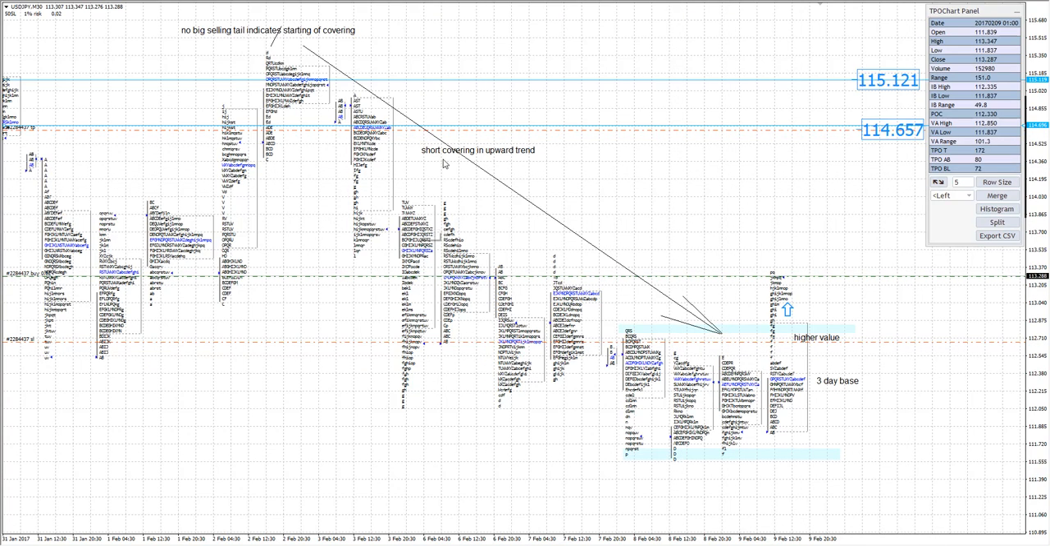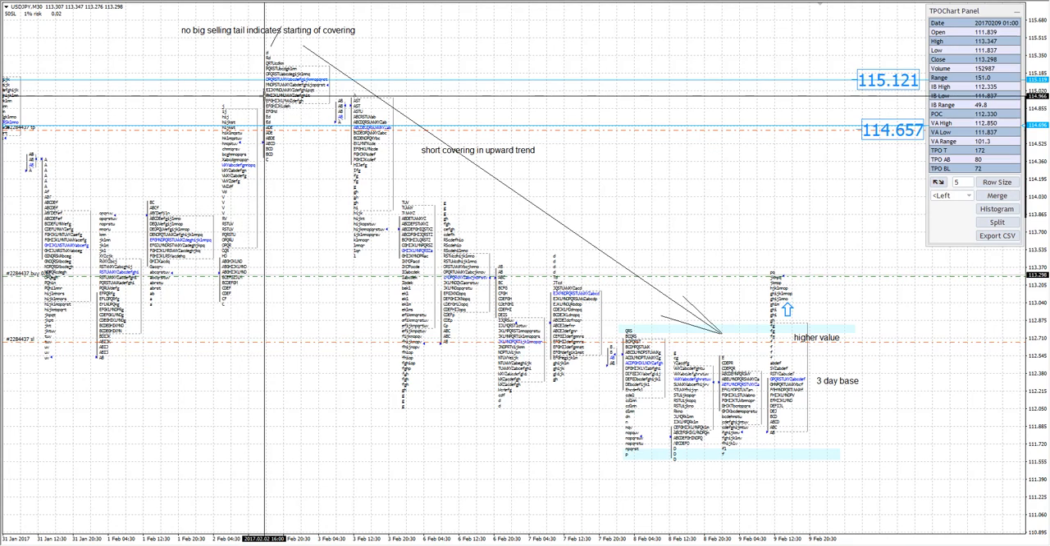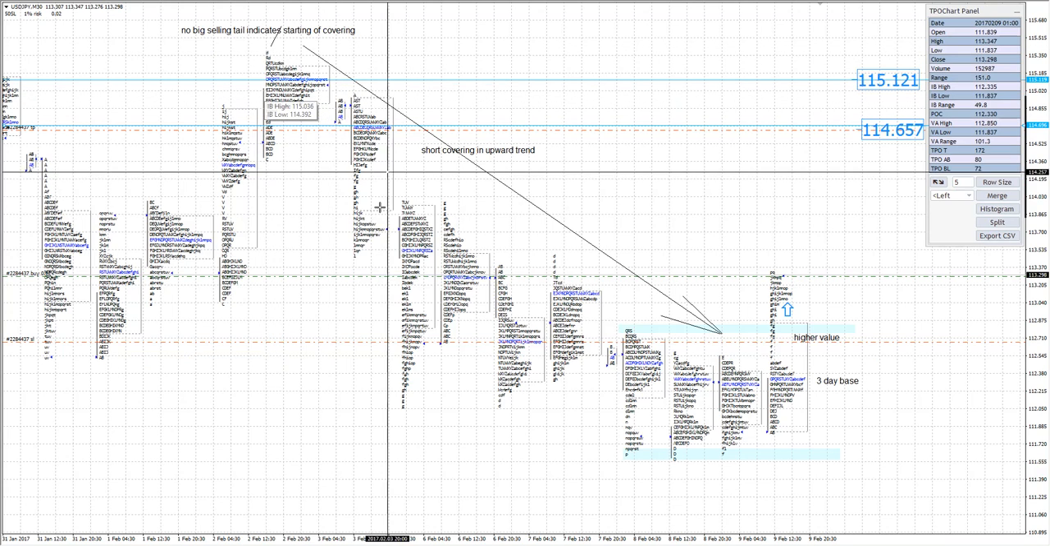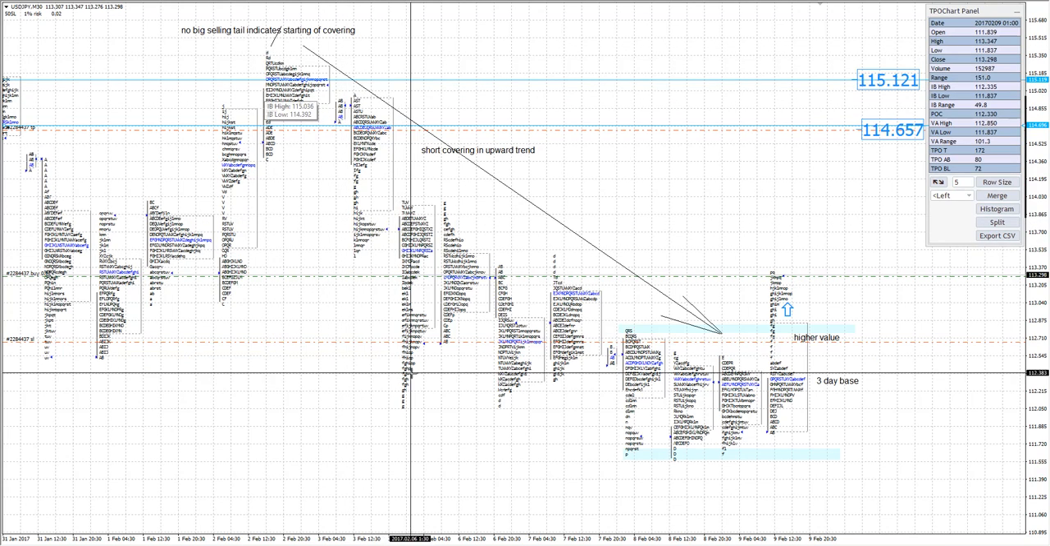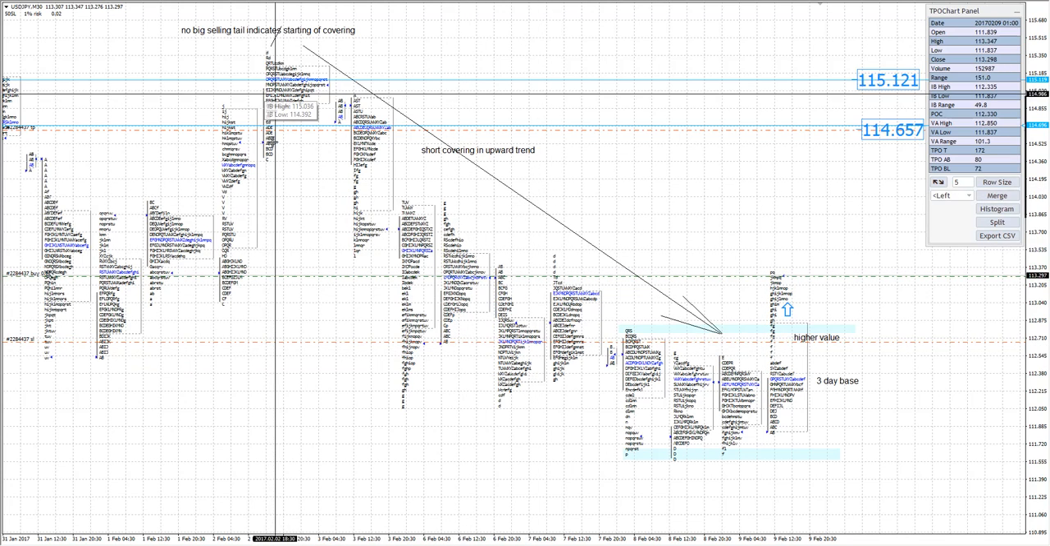It's a time price opportunity. Basically, it's a market profile. Every letter here is for a 30 minute period. Every profile, like this one, represents one day.